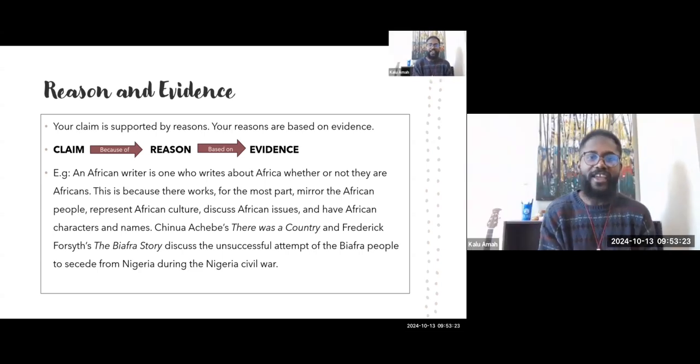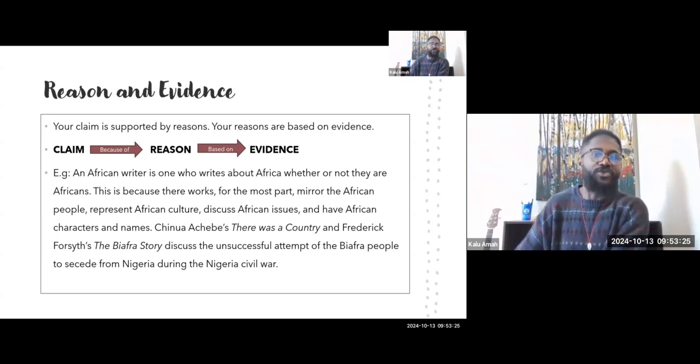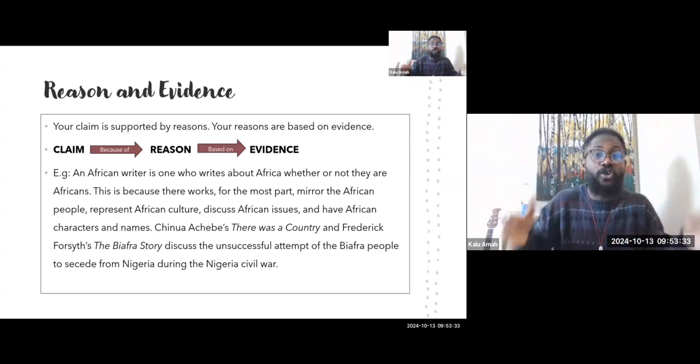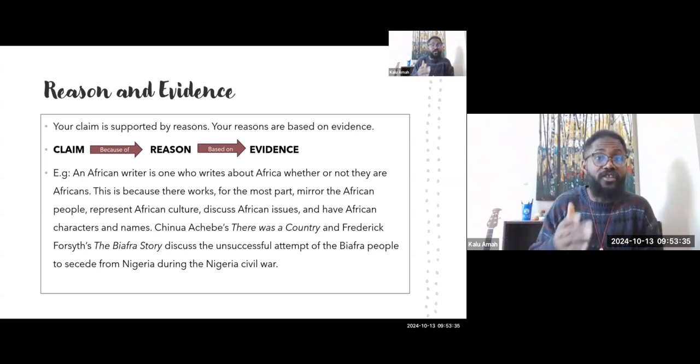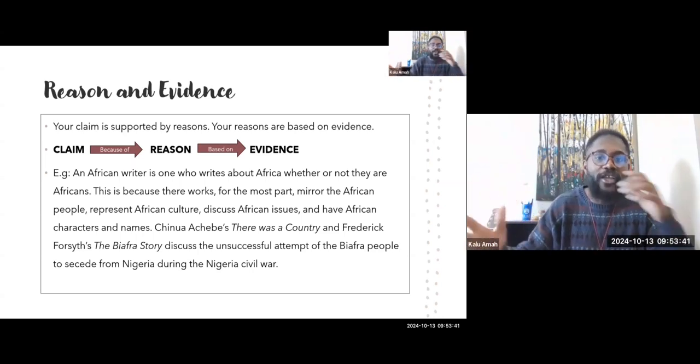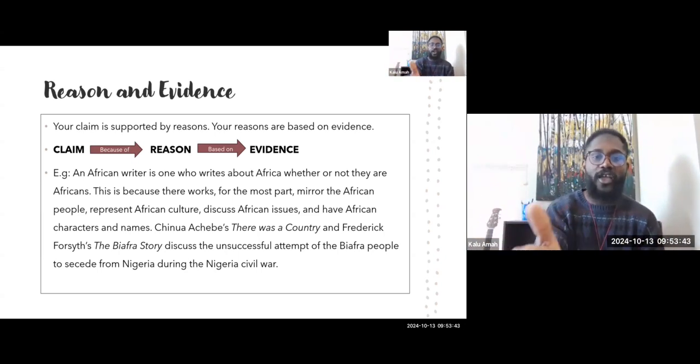All right. So you've made a claim because of this reason, based on this evidence. So if you want to make a defensible research argument, always think about this question. What is your claim? What do you want me to believe? You've made your claim. Because of what? That is the reason. Then, based on what? This is now where you bring in your sources.